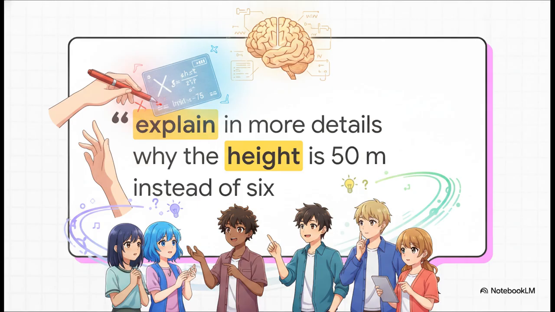The real magic happens when we actively prompt the AI with this exact quote. "Explain in more details why the height is 50 meters instead of 6." By literally asking this specific question, we push the system to dig deep and uncover the nuanced physics behind the correct calculation. We're taking a static, super frustrating error and turning it into this incredibly dynamic learning moment.